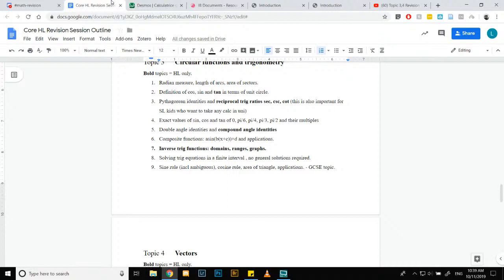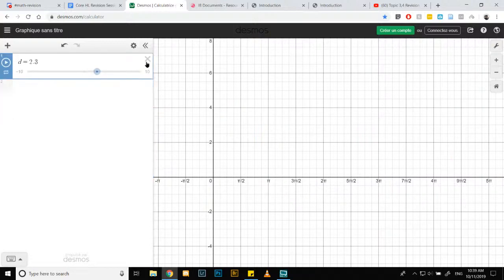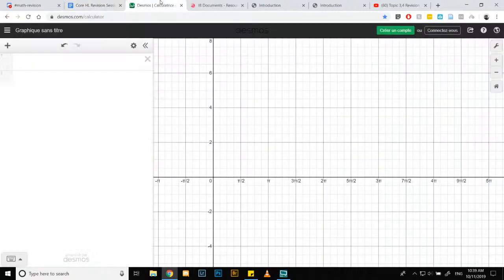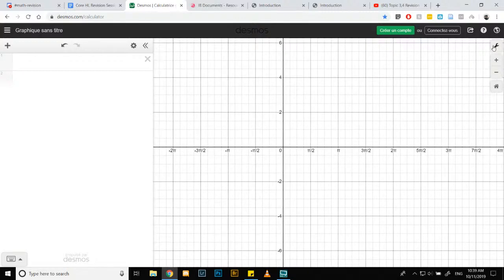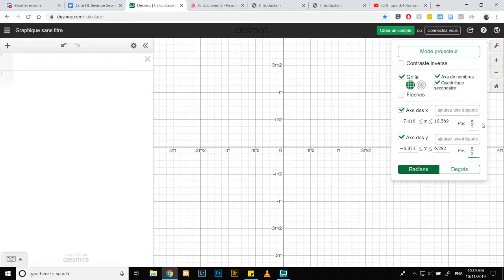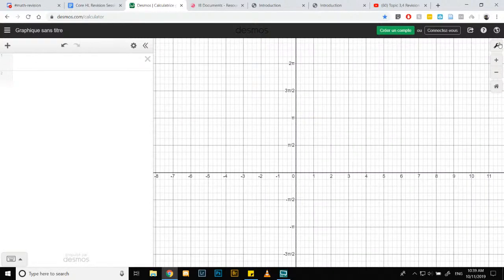Inverse trig functions. Okay, so this is strictly HL, and the inverse trig functions are a series of functions that I'm just going to show on Desmos again, the graphs, because I don't think I'm really worth much in terms of drawing capabilities. So I'm just going to keep it like that.